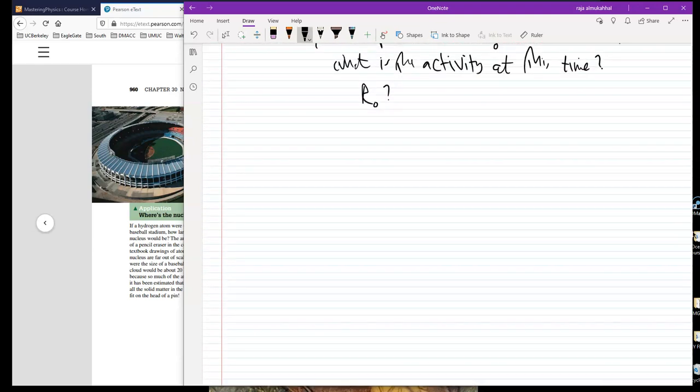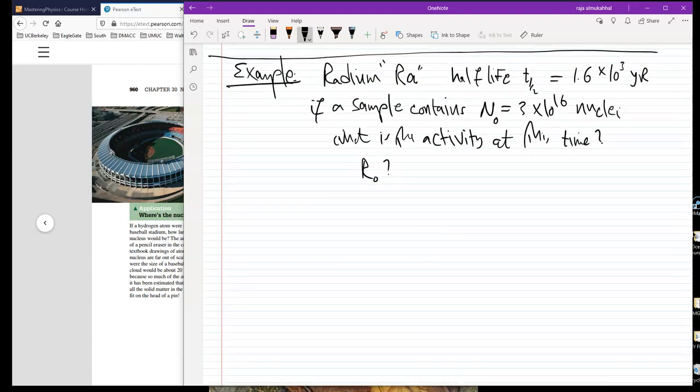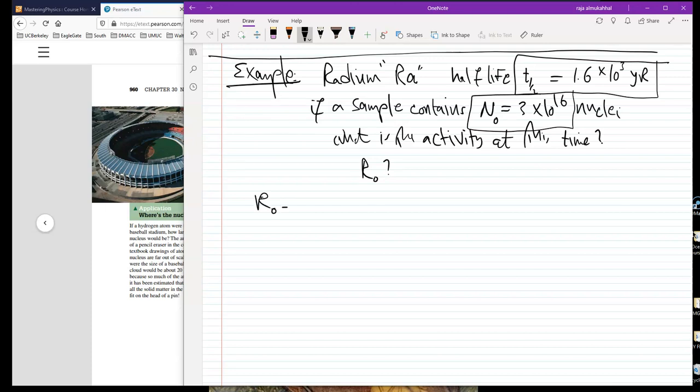Let me read the problem again, just to make sure that all of us have read it. We have a radium Ra. It has a half-life of this. And it contains, initially at t equals 0, 3 times 10 to the 16 nuclei. And we want to find R naught. I know that R naught is equal to lambda N naught. I already know what N naught is right here. I need to find lambda. Well, how do I find lambda? We know that the half-life is equal to 0.693 over lambda. Therefore, lambda is 0.693 over the half-life.